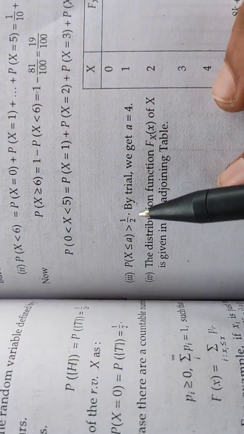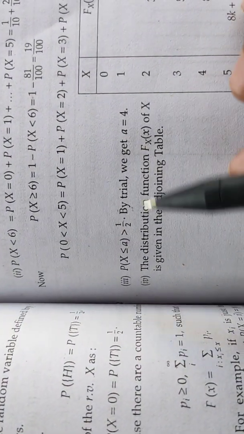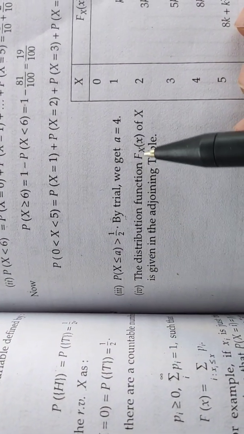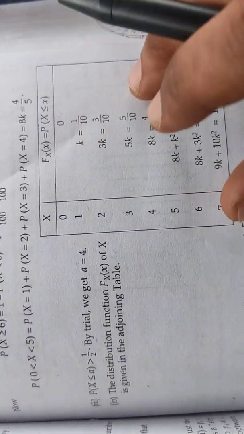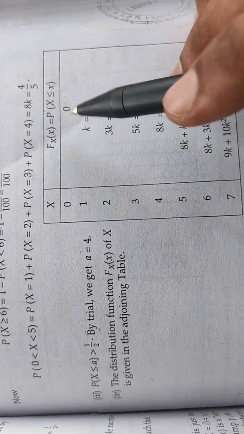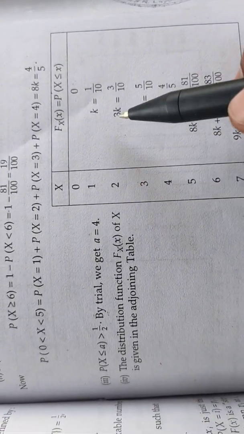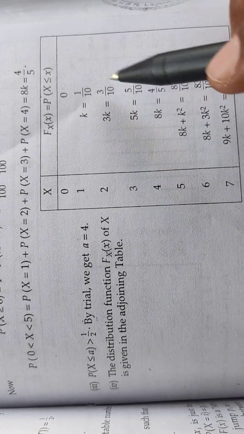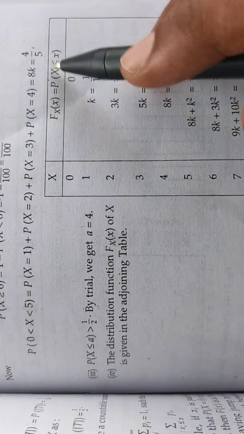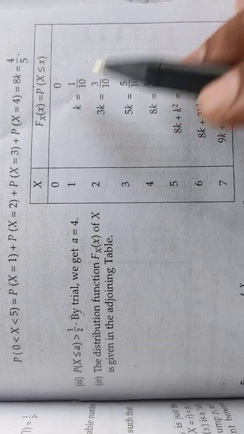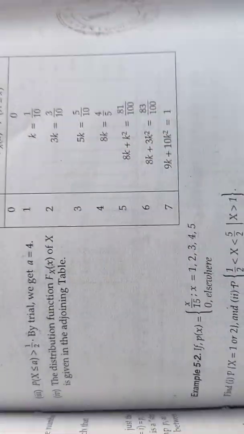Got it? So like that they have given a is equal to 4. The fourth one: the distribution function F of x is given in the table. This is a distribution function. If you see here it is 0. And next for x it is 1 by 10. For 2 it is 3k, and it is 3 by 10. Okay, we are writing the probability values here.